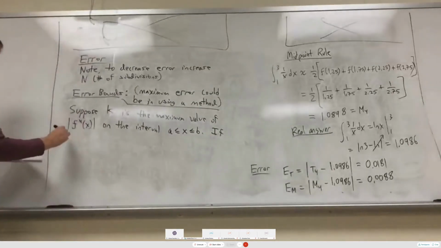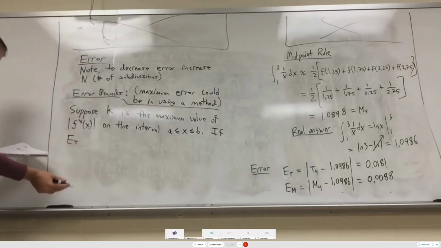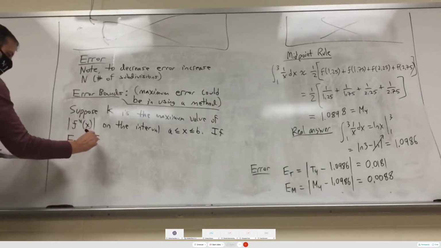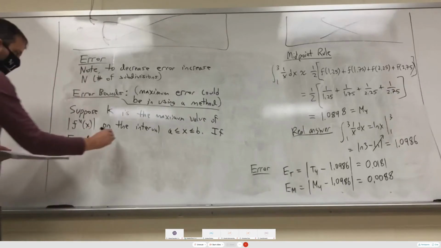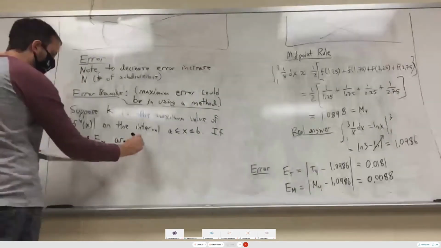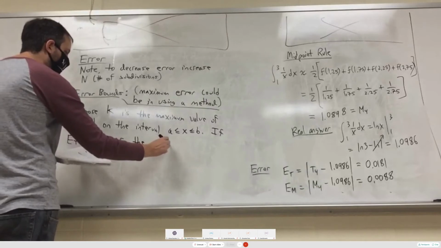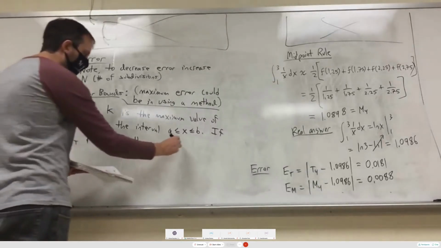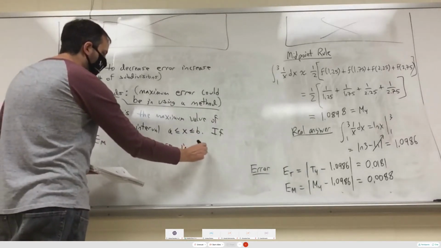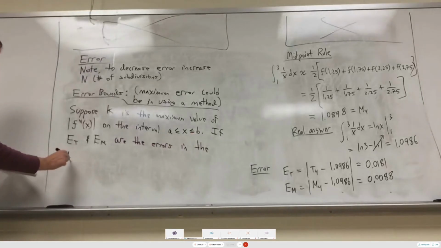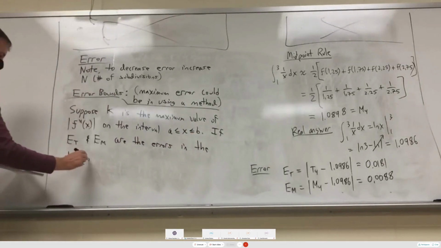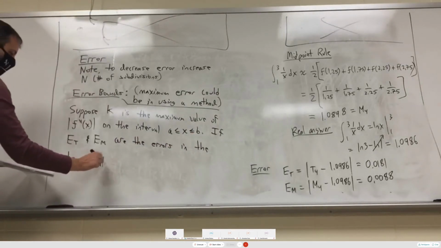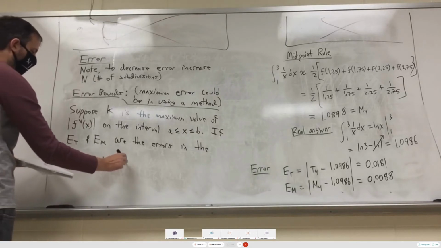And furthermore, just a notational thing, E sub T and E sub M are the errors in the 2 rules that we've been talking about lately. So these are the errors in the trapezoidal and midpoint rules. And here are their error bounds.